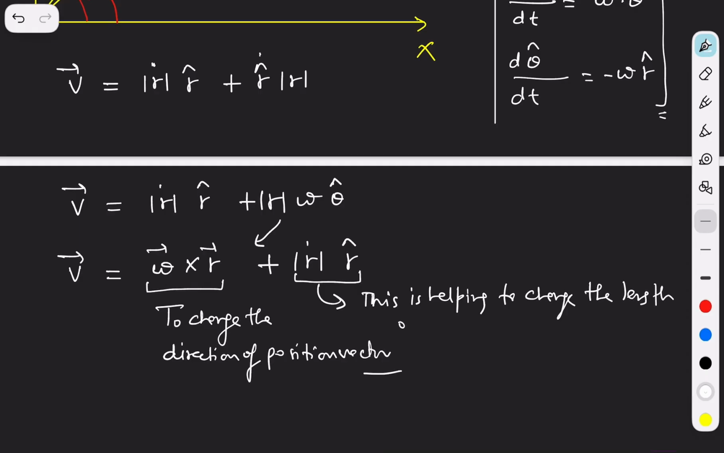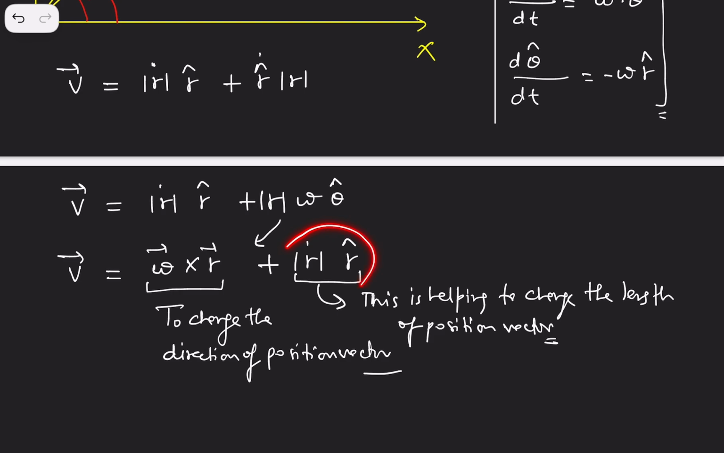Basically, this component decides how far or how close the particle is coming towards the origin with time. How far or how close the particle is coming towards the origin is decided by this component. And how the position vector is rotating about the origin is decided by this equation component.